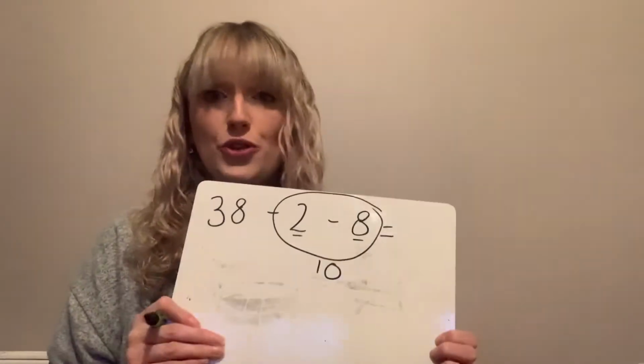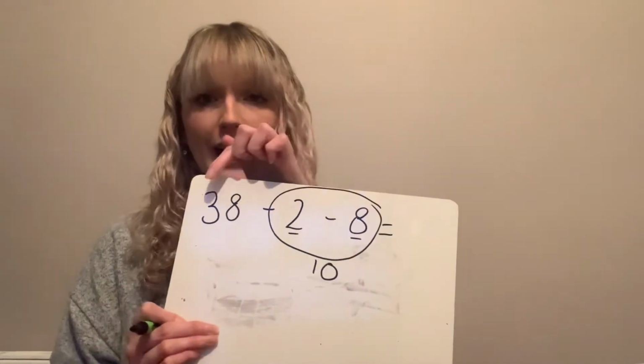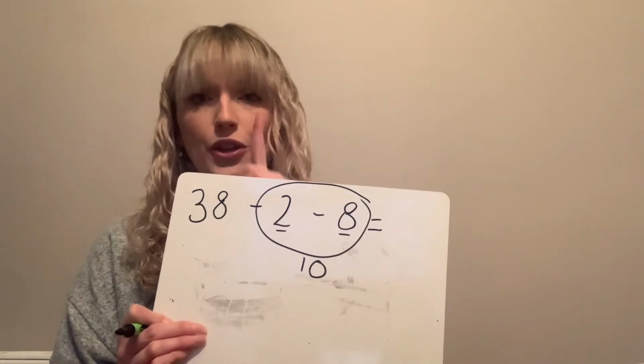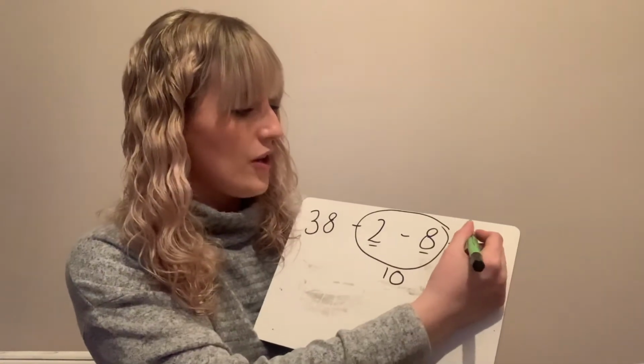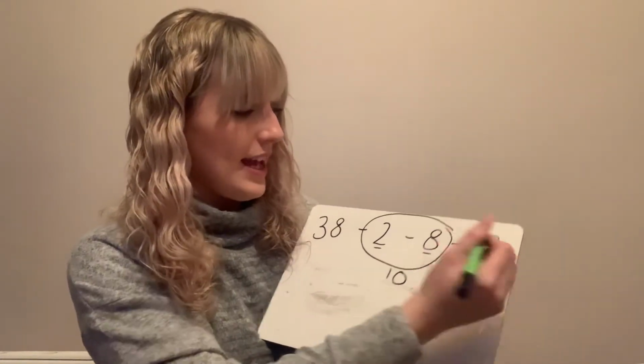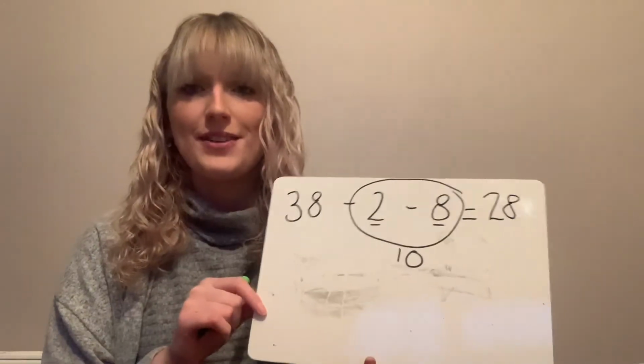So use your 100 square, remember. If you're subtracting 10, find 38 and look at the number above. So 38 subtract 10 would be 28, because the ones don't change. We're just changing the tens.